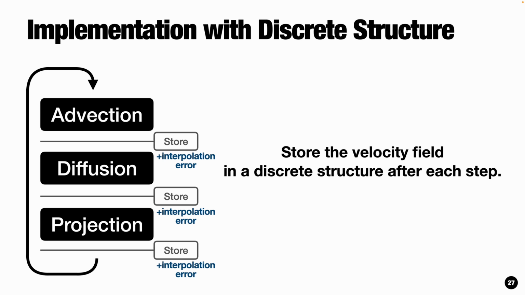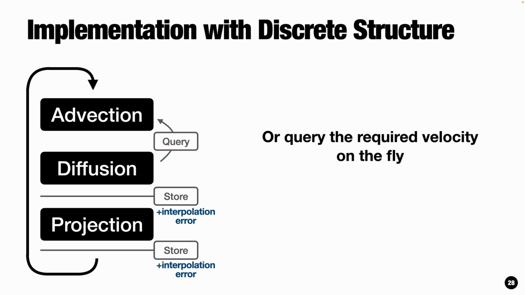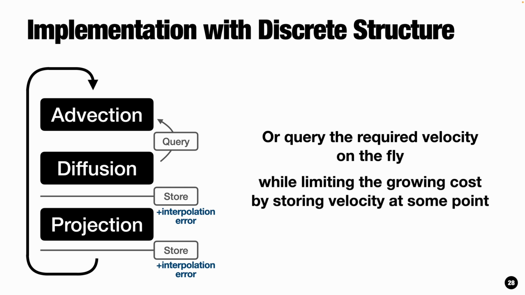Remember that we have designed the solvers for all substeps to have the pointwise evaluation capability. Utilizing this property, we can remove some interpolation errors by querying the velocity on the fly whenever required by the next substep. This flexibility is a unique advantage that our Monte Carlo solver offers. In all of our implementations, we use a uniform grid structure or grid particle hybrid structure to store the intermediate velocity field at some point to avoid the growing computational cost, but there is much more to be explored beyond this option as our solvers are agnostic to the choice of discrete structure.